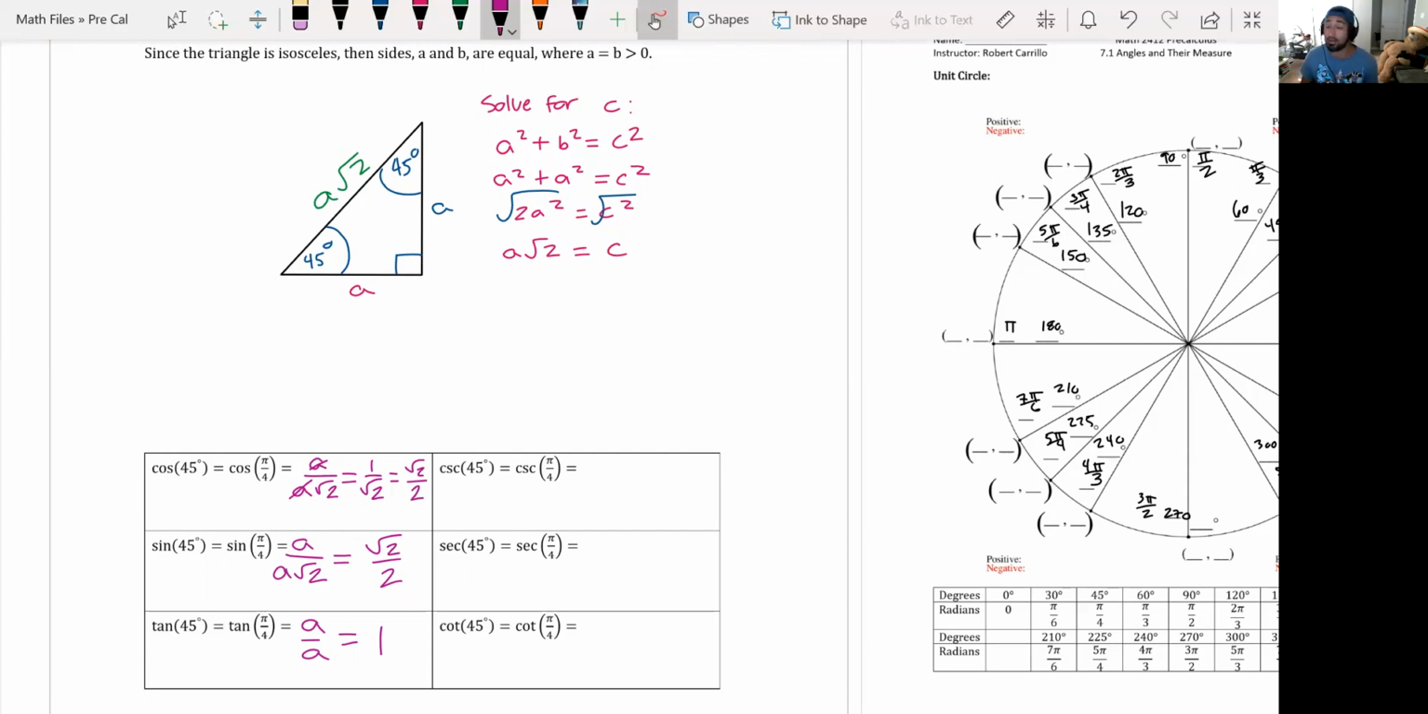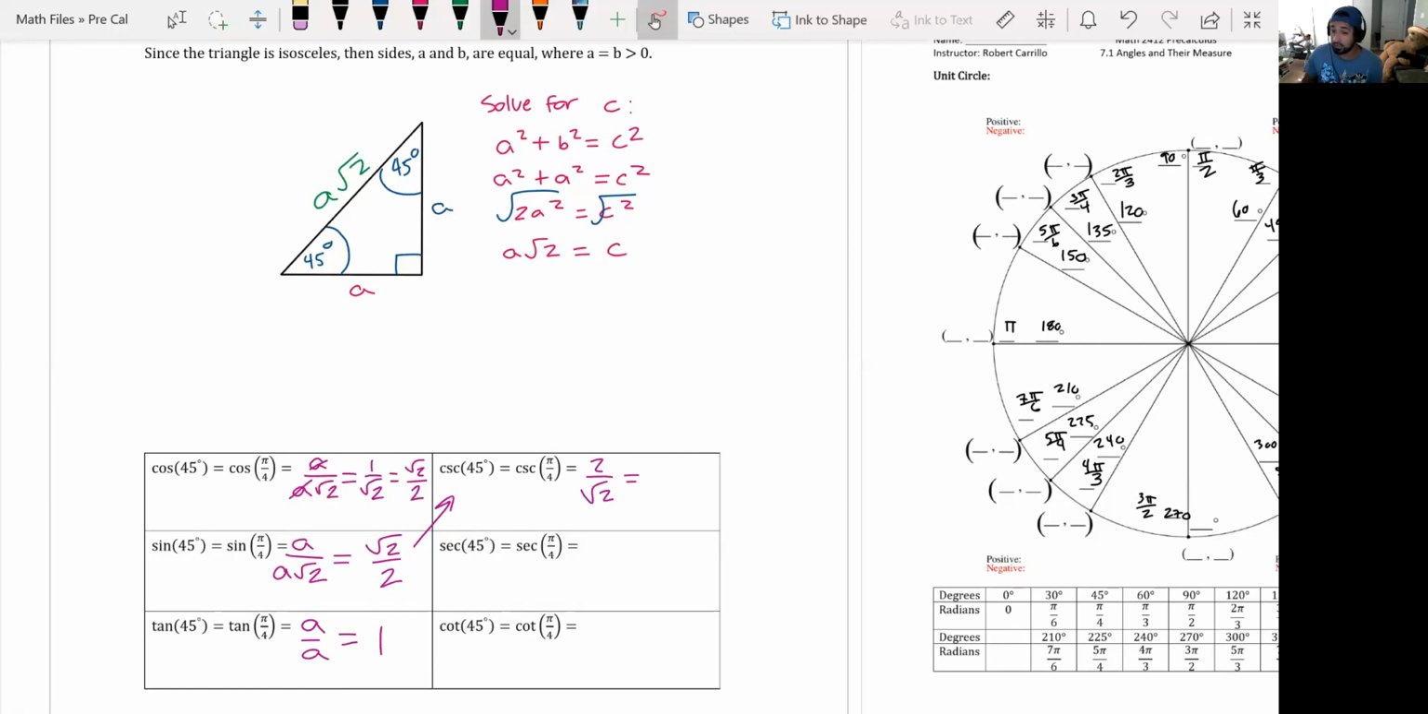Wonderful. Now let's find the reciprocal functions, which isn't hard because all we have to do is take the reciprocal of these numbers. All right. I did mix it up. My bad. The reciprocal of sine should go here because it's cosecant. So cosecant is a reciprocal function of sine. So that means you would just flip this as 2 over square root 2.